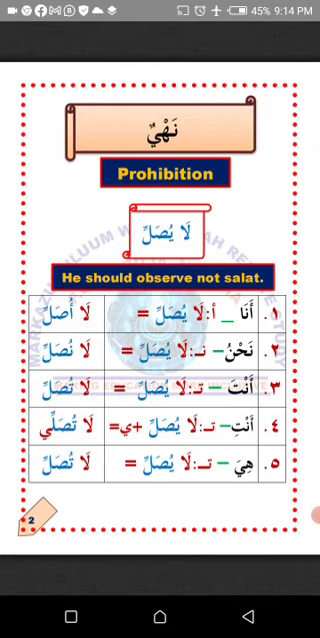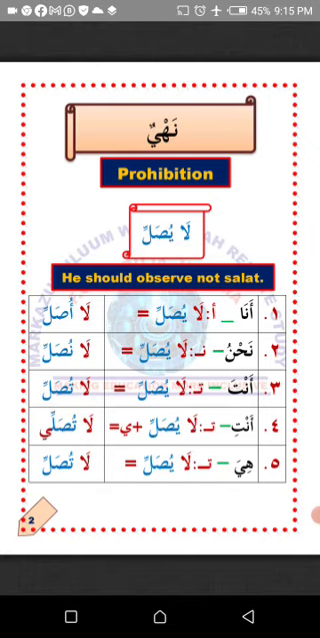Thalatha, number three, anta, you, representing a single male person. So how do we change the verb la yusalli to suit anta? All you need to do is to detach ya'un and attach ta'un. So the verb la yusalli will now become la tusalli, which means you should not observe salat, talking to a single male person.